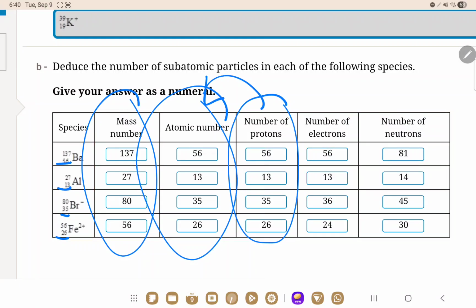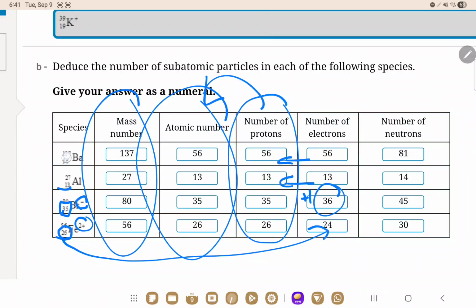Now for number of electrons, if it does not have a charge, you copy this number, like in these 2 cases. But if it has a charge, let's say it has a negative charge. If it has a -1 charge, you add 1. So this is 35. It has a -1 charge, so it becomes 36. Now here you have a 26 and a 2 plus charge. If it has a 2 plus charge, you minus 2. So 26 minus 2 gives you 24.